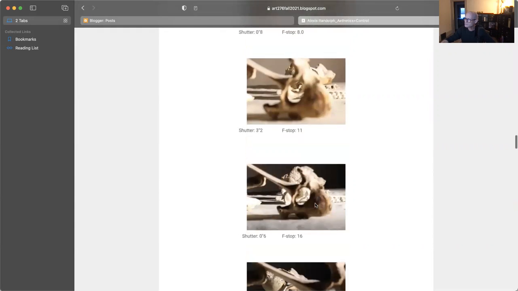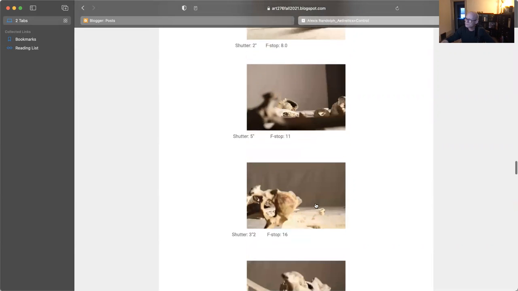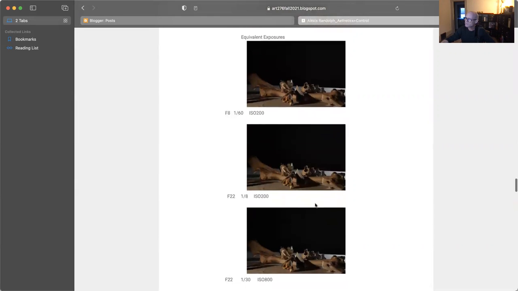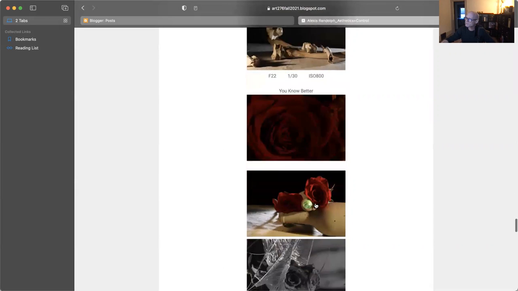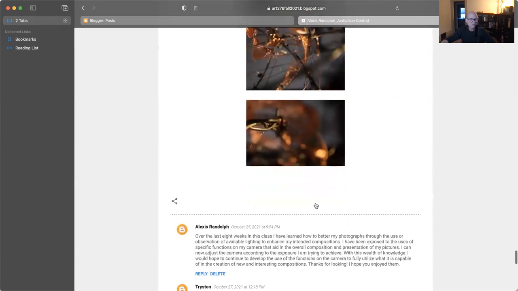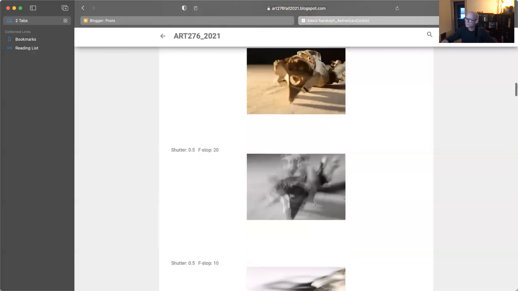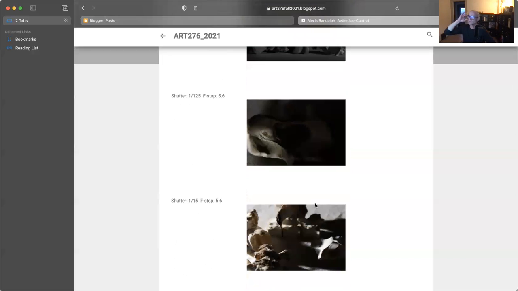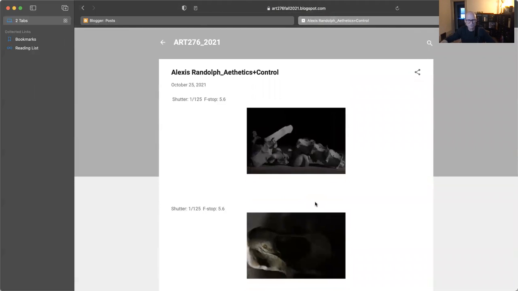I'm kind of moving around here, seeing what we have. Shutter 2 seconds, 3.2 seconds. And then we have the equivalent exposures. We'll sort this out a little bit. The labeling's a little bit confusing to me because I don't have them separated out. Oh, there we are. It's a little bit confusing on the labeling, but we'll work that out. I'm sure that it's making sense to you. Maybe I'm just overlooking it a little bit.